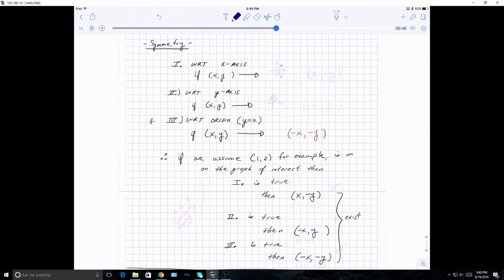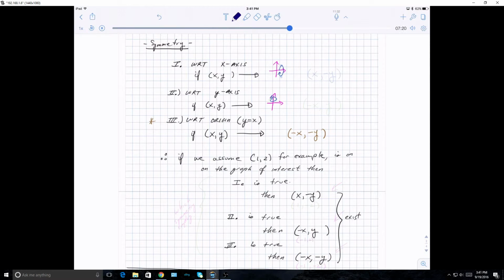Now, if we think about symmetry with respect to the x-axis, and for the y, I just draw a little coordinate system, then what we're saying in the first one is, how is it reflected about the x-axis? So we're basically going like this, whereas with respect to the y-axis, we're rotating around here.